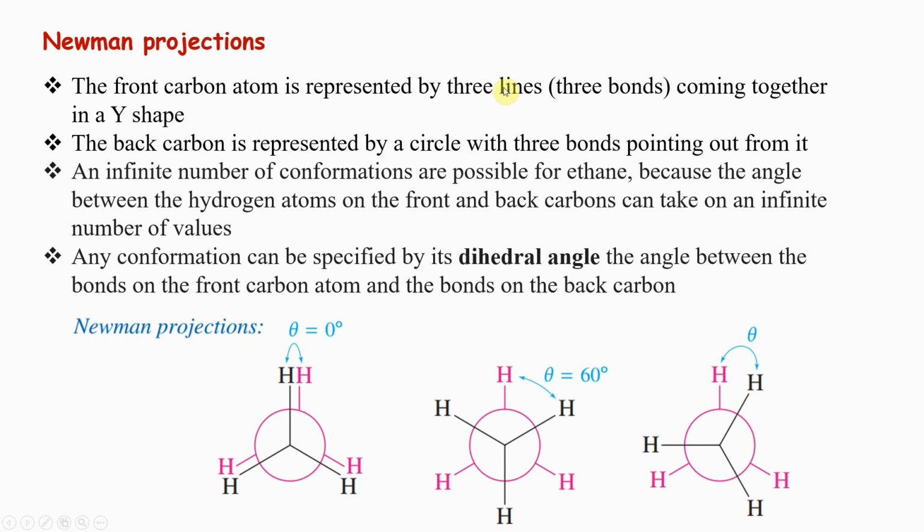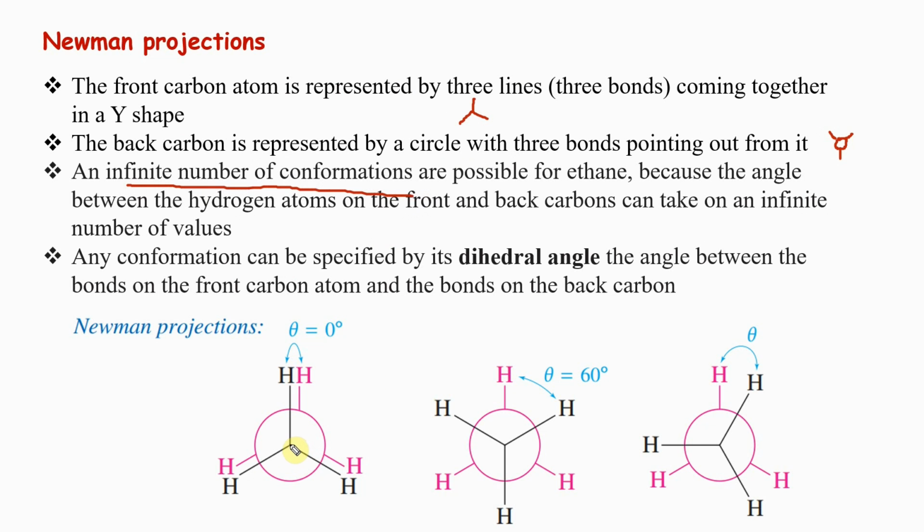The front carbon is represented by 3 lines, okay? Now, you don't have to draw Newman in the exam. அவங்க print பண்ணிருப்பாங்க, உங்களுக்கு தெரியணும். Anyways, the front carbon is done by 3 lines. The back carbon is represented by a circle with 3 bonds this way. Now, once you combine them, you get something like this. Now, infinite number of conformations are possible.